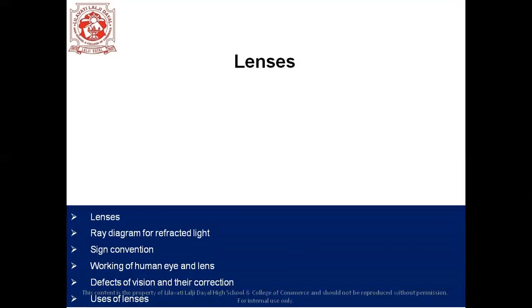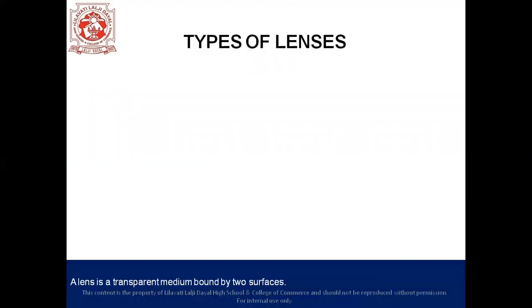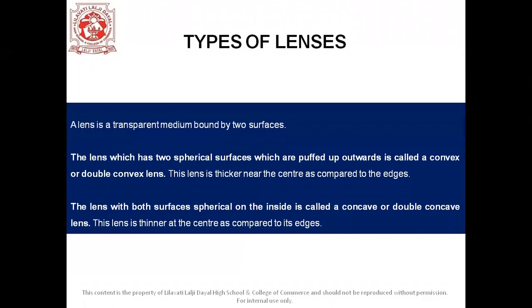So students, before starting with the chapter, let me tell you all that we shall study the following concepts. First, lenses. Second, the ray diagram for refracted light. Third, sign convention. Fourth, the working of human eye and lens. Then fifth is the defects of vision and the correction. And the last one is uses of lenses. Okay, so let's begin with the first topic, and that is the types of lenses.